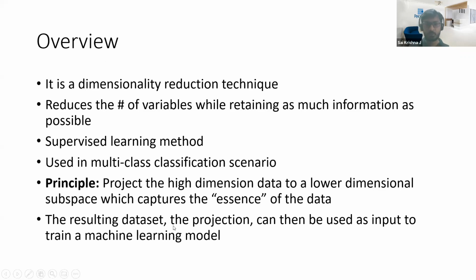This projection can be used as the input to train the machine learning model. So rather than using all those 100 independent variables, you will use the transformed smaller subset as the input to the machine learning model. I've got a Python implementation as well, which I'll be showing, so there you'll be able to understand this a little better. But this is the basics of the technique. Any questions here until now?